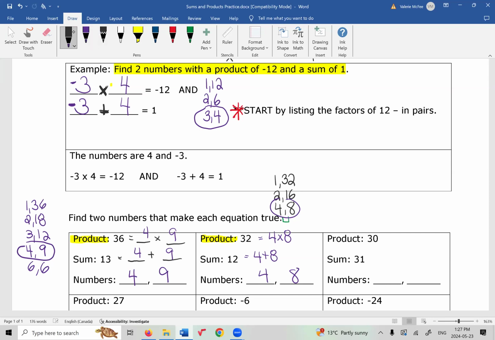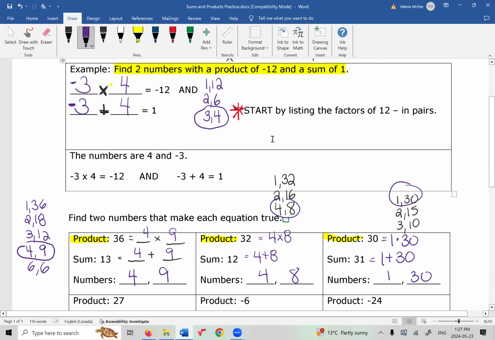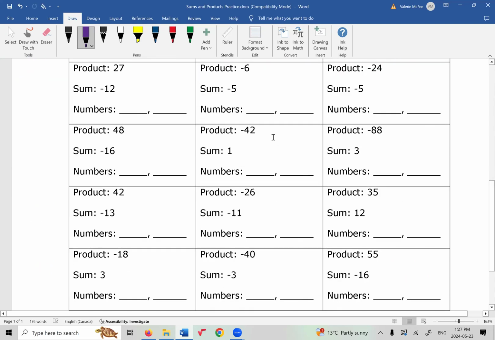You listed the factors of 30. We know that we are going to add to get 31. I would suggest that you always write the equations to make sure you've chosen the right numbers, because I would say the biggest mistake I find is that people haven't written it out.